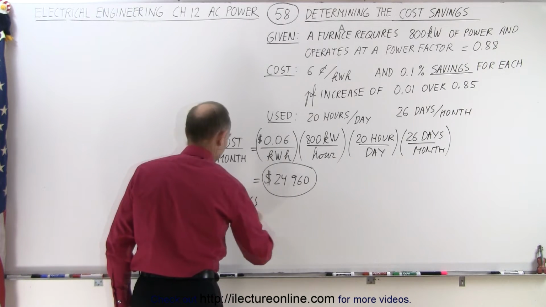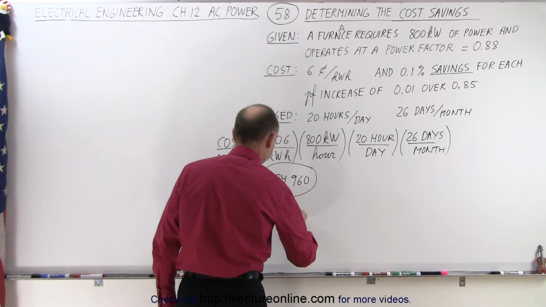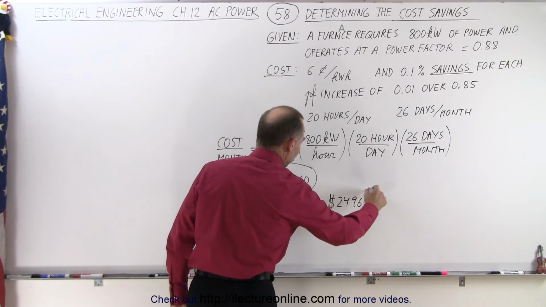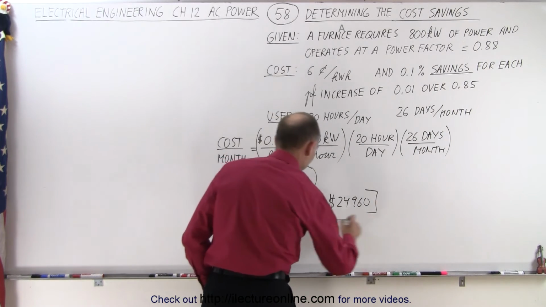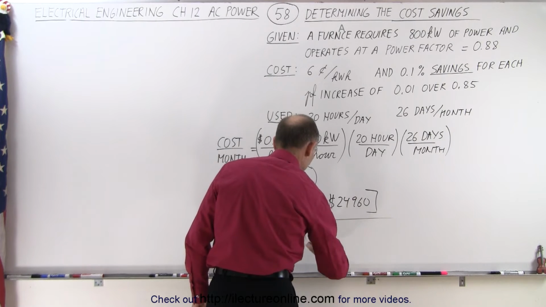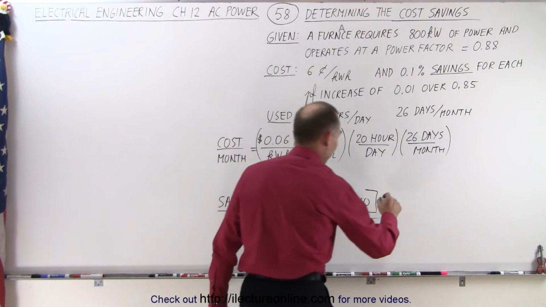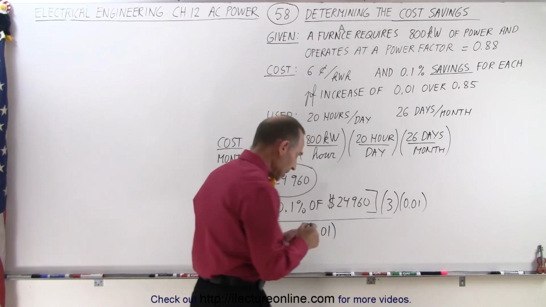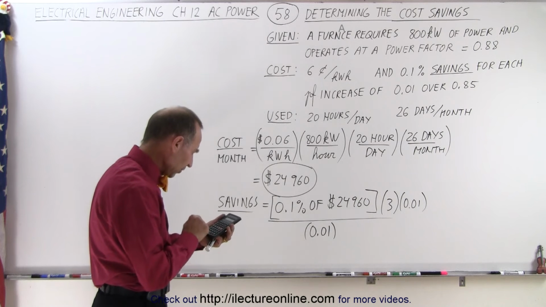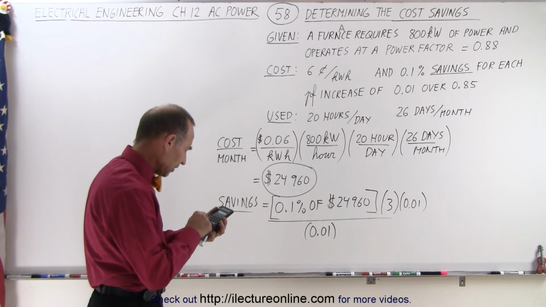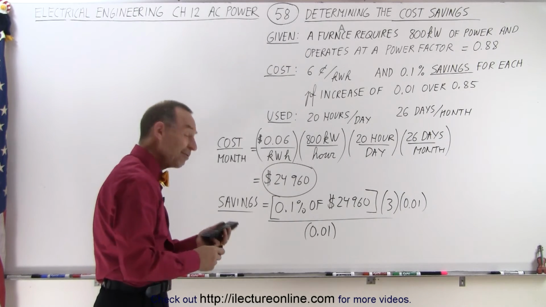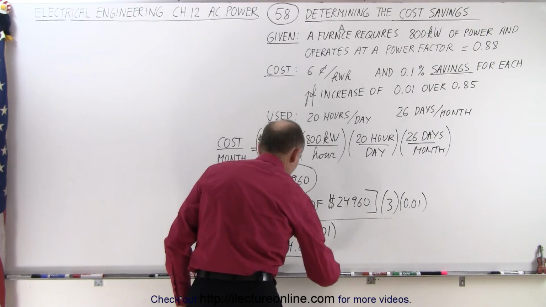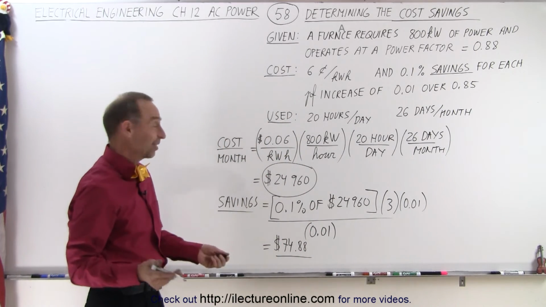Savings is equal to 0.1% of the cost of $24,960. So that's the amount of savings divided by 0.01 for each 0.01 increase in the power factor. And of course, we have 3 of those. So 3 of the increases divided by increase, the increase goes away. That means we have savings of 0.001 times 24,960 times 3 equals $74.88. So that is a savings of $74.88. It doesn't seem like a lot compared to 24,960, but hey, we'll take any savings.